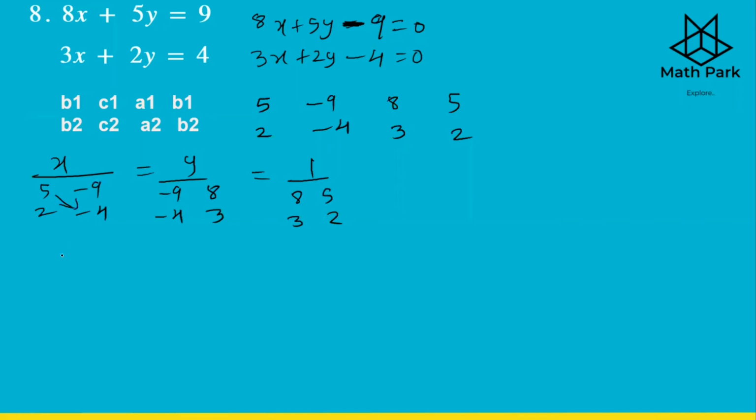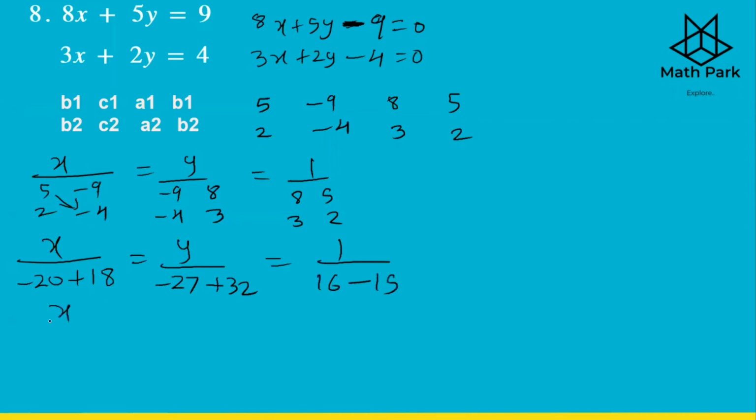Cross multiply this way. So you get x upon 5 times minus 4 is minus 20. 9 twos are minus 18. Minus of minus 18 becomes plus 18 is equal to y upon 9. Minus 9 into 3 is minus 27. Minus 4 into 8 is minus 32. Minus of minus becomes plus 32 is equal to 1 upon 8 twos are 16 minus 3 fives are 15.